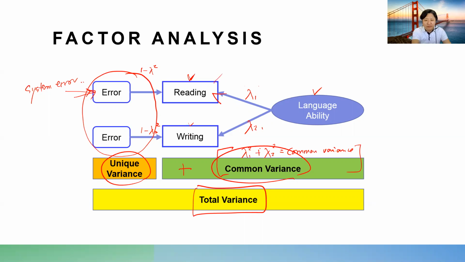Question? The total variance here is 2, correct? Correct. Yeah, the total variance is 2 in this case, if we use the correlation matrix, if we use the correlation measure.